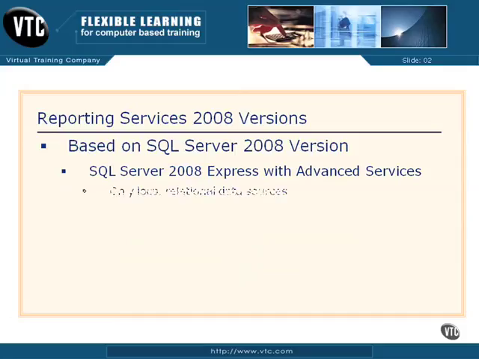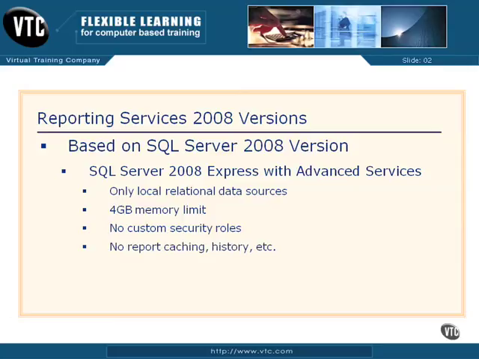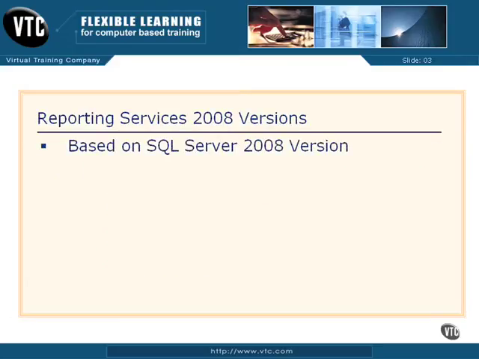First of all, this Express with Advanced Services, I've already mentioned it's free, but since it's free, you get limited functionalities here. First off, you can only access local relational data sources, meaning data sources on the same machine as the reporting services. There is a 4 GB memory limit, which is going to limit you somewhat in your functionalities. You can't do custom security roles, you can't do report caching, history of reports, and so forth, and you can't do report scheduling. Now most of this, we haven't talked about yet in the course, but this will become more important to you as you go through here. But again, this is free, and so you can get your hands on it and start to play with reporting services a bit.